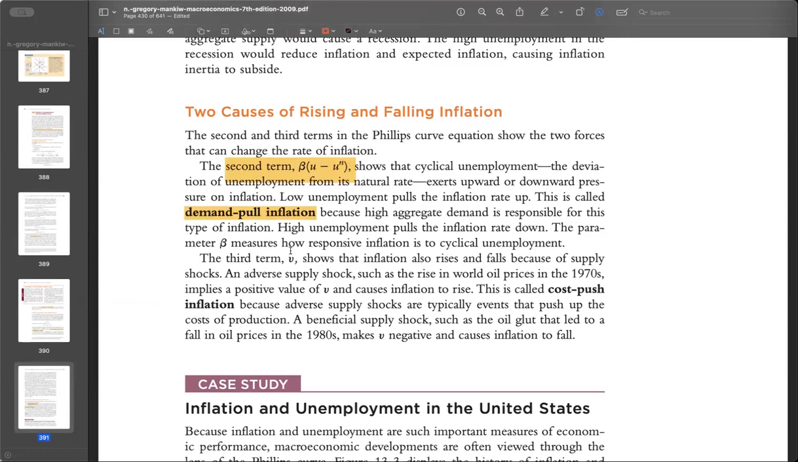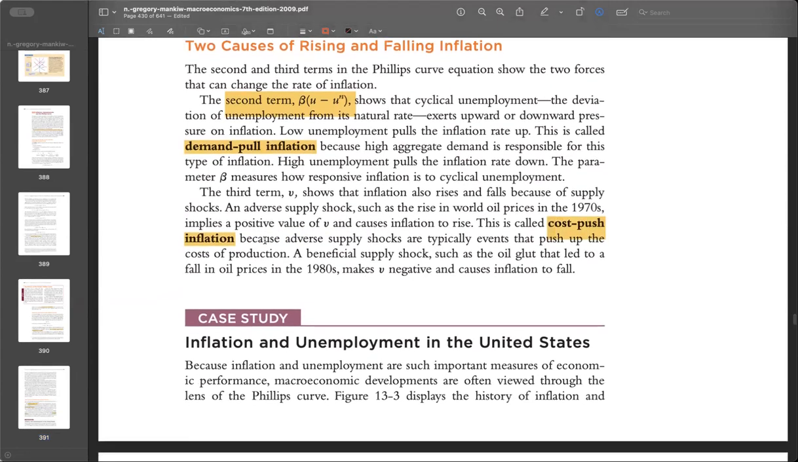The next term, V, or nu, shows how inflation rises or falls because of supply shocks. So when V is positive, that's an adverse supply shock, if you recall back from the previous video. And an adverse supply shock would tend to increase inflation. And that's called cost-push inflation, as opposed to the demand-pull inflation from the other term.